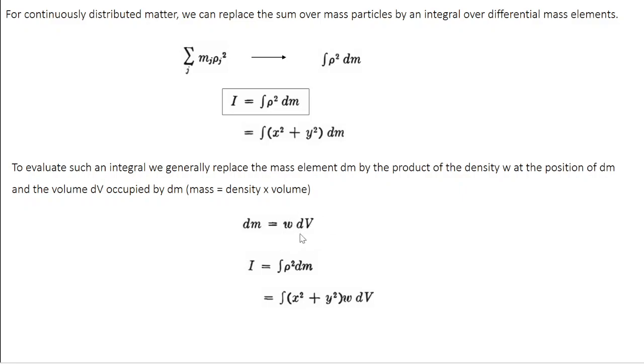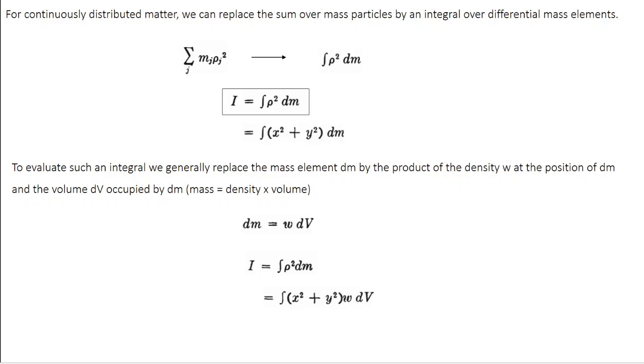Once again, the notations are not very intuitive in the reference book, because typically people use the symbol rho for density, but since we have already chosen that symbol for perpendicular distance, we are using a new symbol w here. So don't bother about the notation much, as long as you are clear about the underlying physics, that will do. So dm equal to w dv. Now my expression for moment of inertia becomes I equal to integral rho square dm, which is integral x square plus y square w dv.